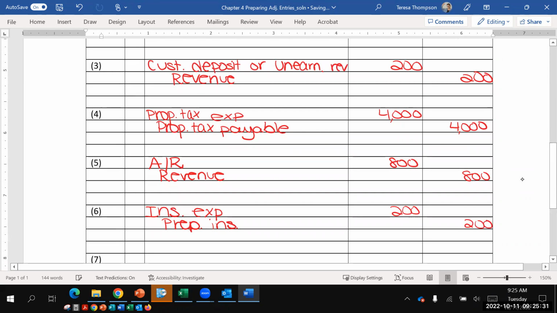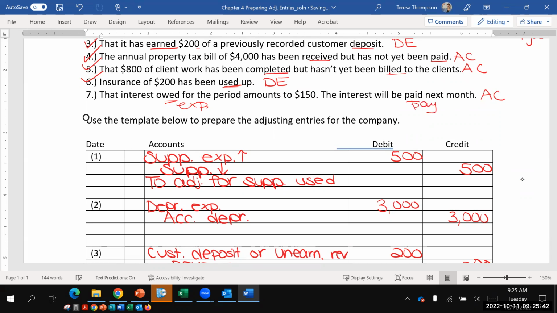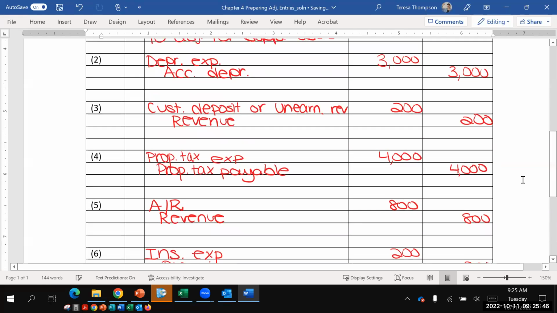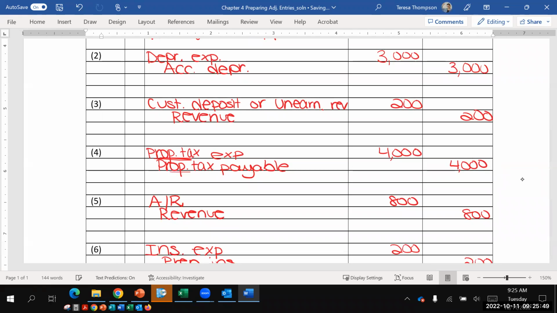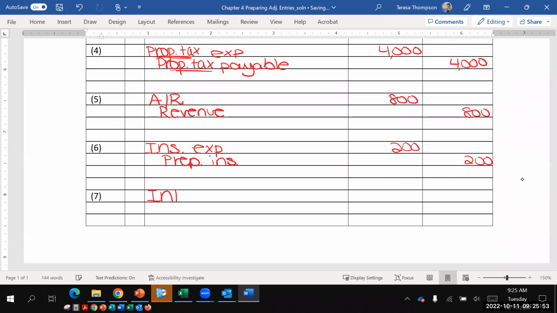The next one was for interest on a bank loan. Interest owed, so it's going to be an expense. The interest will be paid, so it's not paid yet. So it's got to go to a payable. So we always said you just kind of fill in the expense, fill in the payable. So we'll go ahead and do that. Interest expense and interest payable.